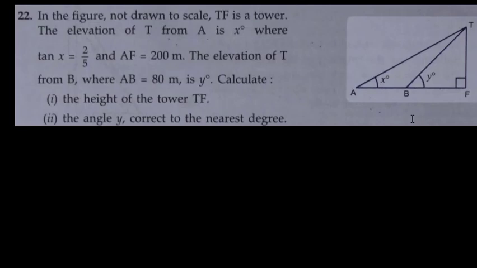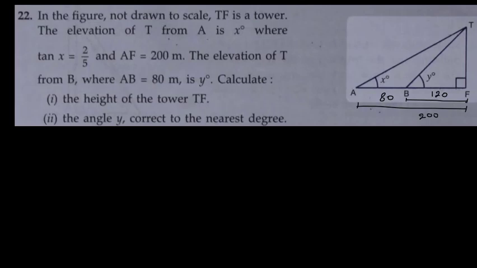A to F, this distance is given as 200 meters. The elevation of T from B, where AB is 80 meters, is y degrees. So AB is given as 80 meters. Then this AF is 200 meters, so we can find this BF, which is 200 minus 80. So this is 120 meters.